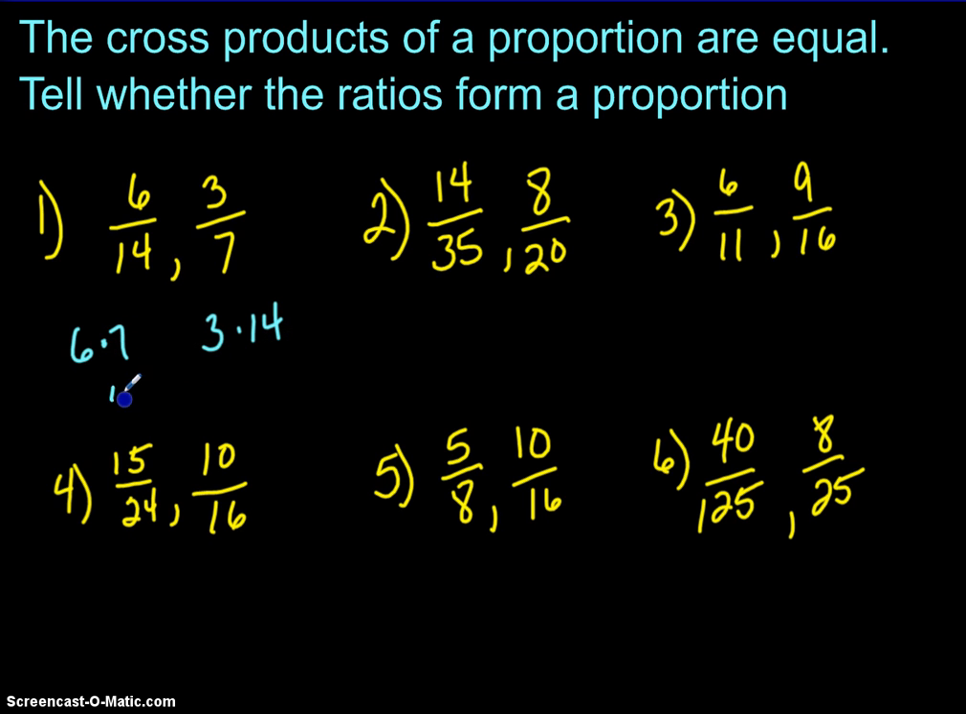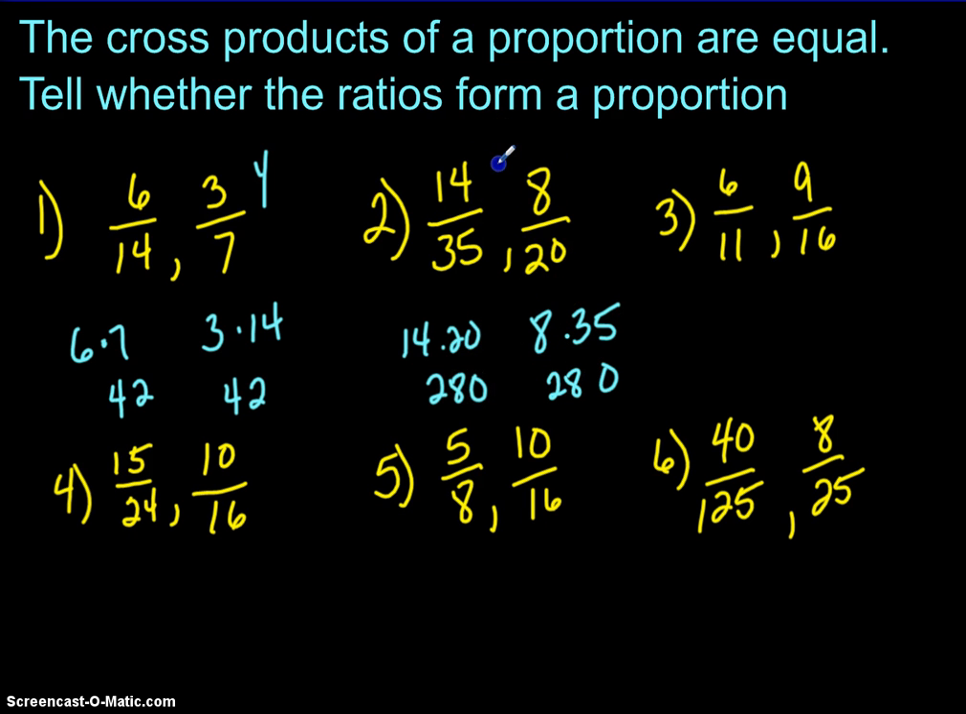Okay, 6 times 7 is 42. 3 times 14 is 42. Cross products are equal, so yes, it forms a proportion, meaning we can put an equal sign between them, meaning the fractions are equal. Okay, here we need to multiply 14 times 20, and then 8 and 35. 14 times 20, that's 280. 8 times 35 is 280. Cross products are equal. This forms a proportion.